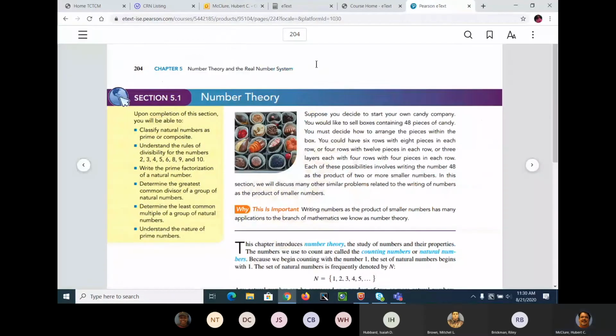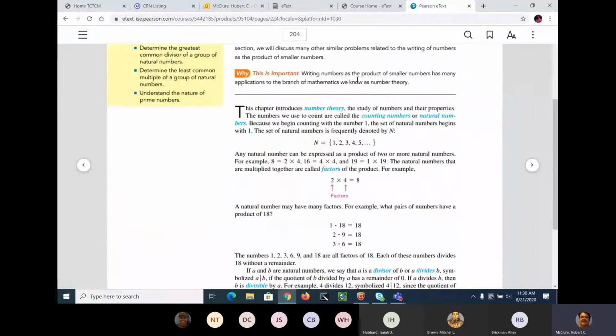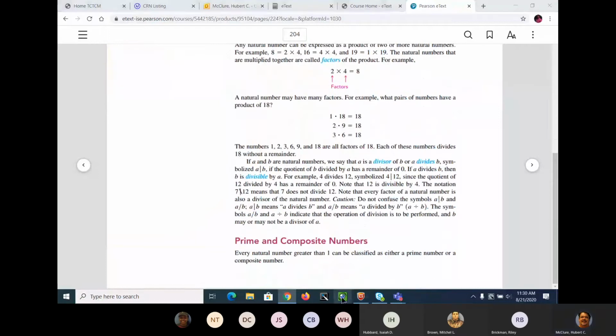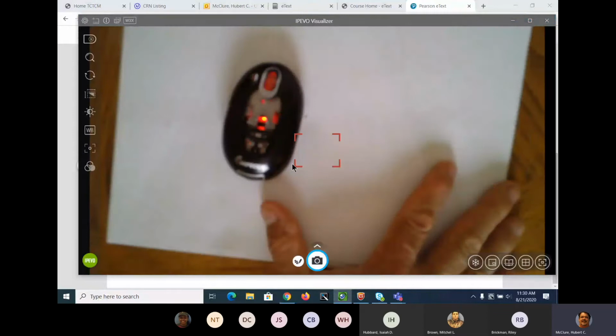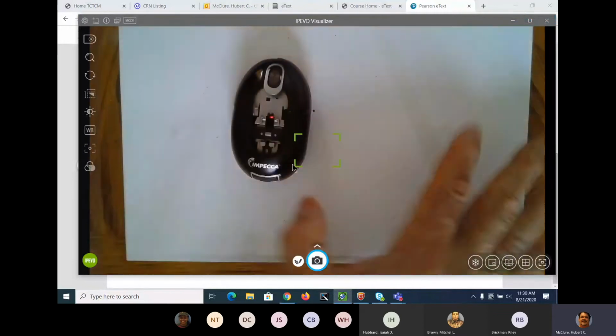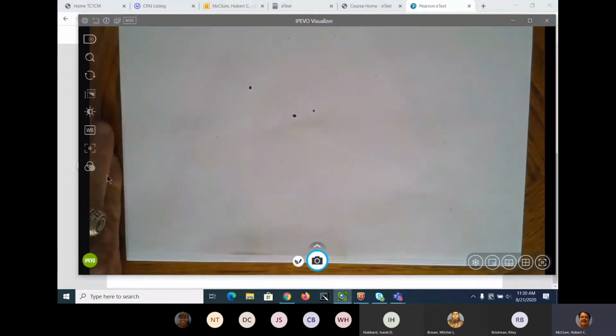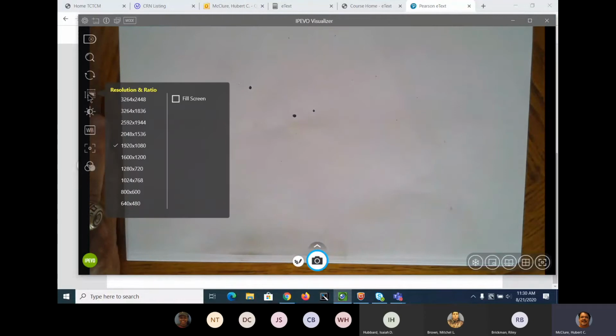Now, I'm not gonna insult your intelligence, but we are going to talk about prime and composite numbers. So, with that being said, if I asked you what the difference between a prime number and a composite number is, some of you might not be able to tell me. Some of you might be able to tell me.